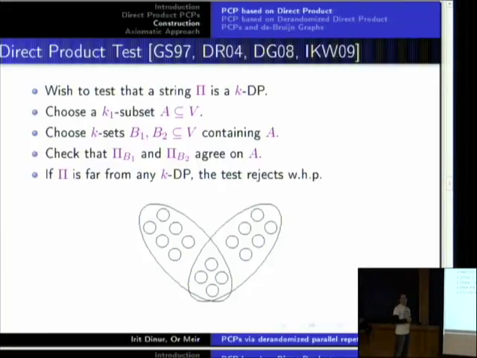Is this clear? It's the only thing you can do with two queries. I guess so. Okay, so indeed the series of papers that analyzed this test showed that if the proof string is far from being a direct product, then the test rejects with high probability. And here the meaning of far and high probability improved from one paper to the other.